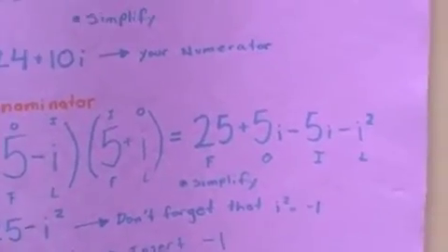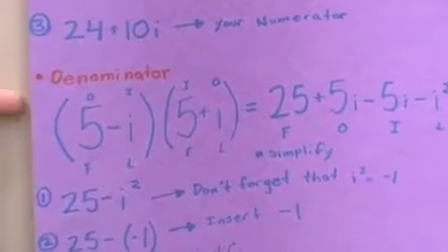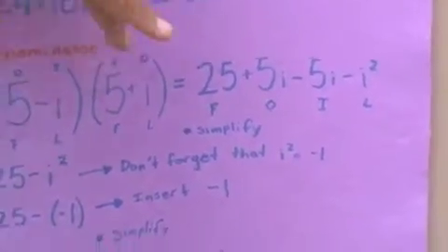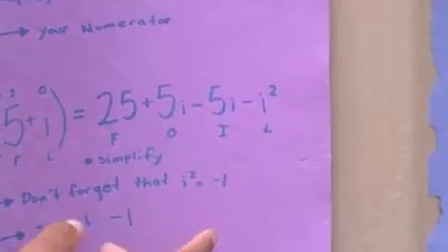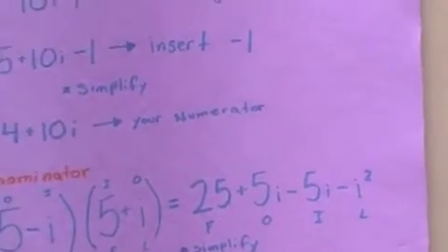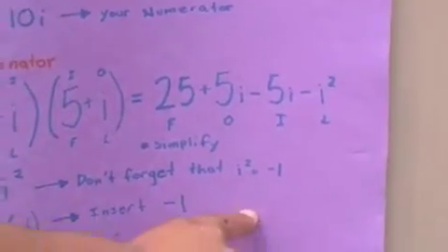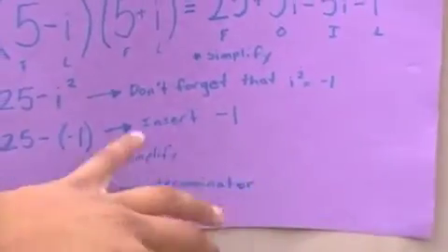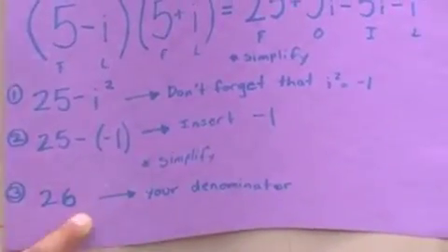Then when you have to find out the solution for your denominator, you're going to use FOIL again, and you will get this answer, and then you will insert i squared for -1, and then your denominator will be 26.